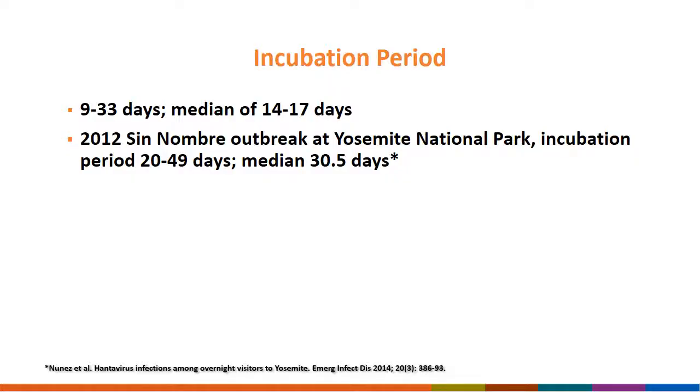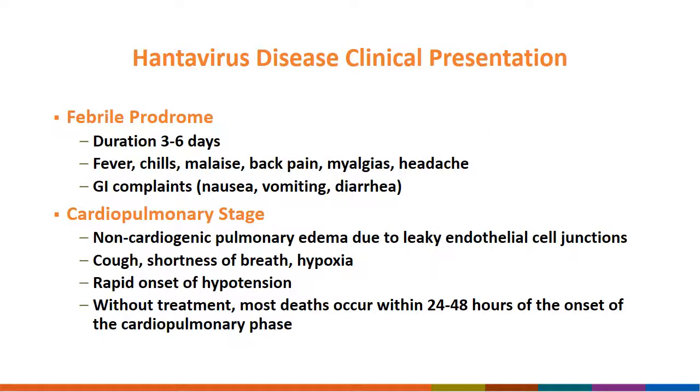The typical incubation period for hantavirus infection is 9 to 33 days, with a median of 14 to 17 days. During the 2012 sin nombre outbreak at Yosemite National Park, the incubation period ranged from 20 to 49 days, with a median of 30.5 days. The acute course of hantavirus disease can be broken into two stages. The first stage is the febrile prodrome.